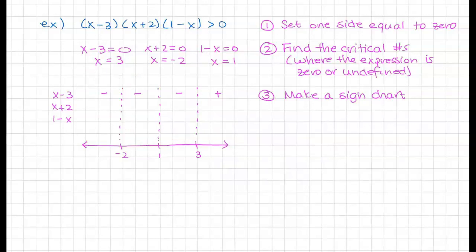But another way you can do it, and this is probably the fastest way if you can get the hang of this, is think about this graph. If we had a graph of y equals x minus 3, what would it look like? It'd be a line with a positive slope. And it's going to cross the x-axis at its 0, so it's going to cross the x-axis at 3. So a line with a positive slope that crosses the x-axis at 3 is going to start off below the x-axis, cross at 3, and then be above the x-axis. So it's going to start off negative and then become positive.